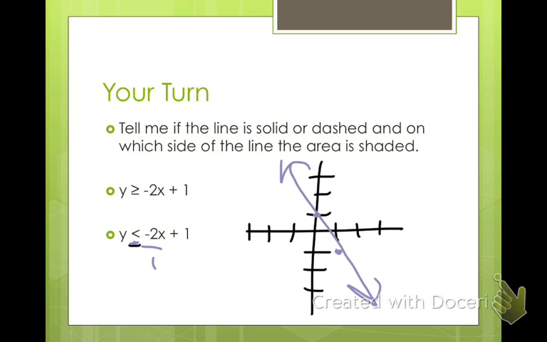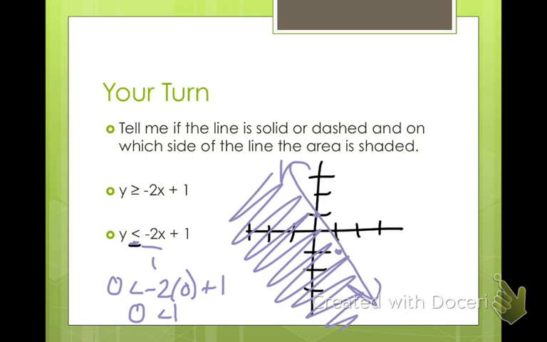Now we have to pick a point that's not on the graph. I'm going to do something easy like (0, 0). So 0 is less than -2 times 0 plus 1. 0 is less than 1. Is that true? It is true. So that means we would shade the side of the graph that (0, 0) is on. And that would be your solution.